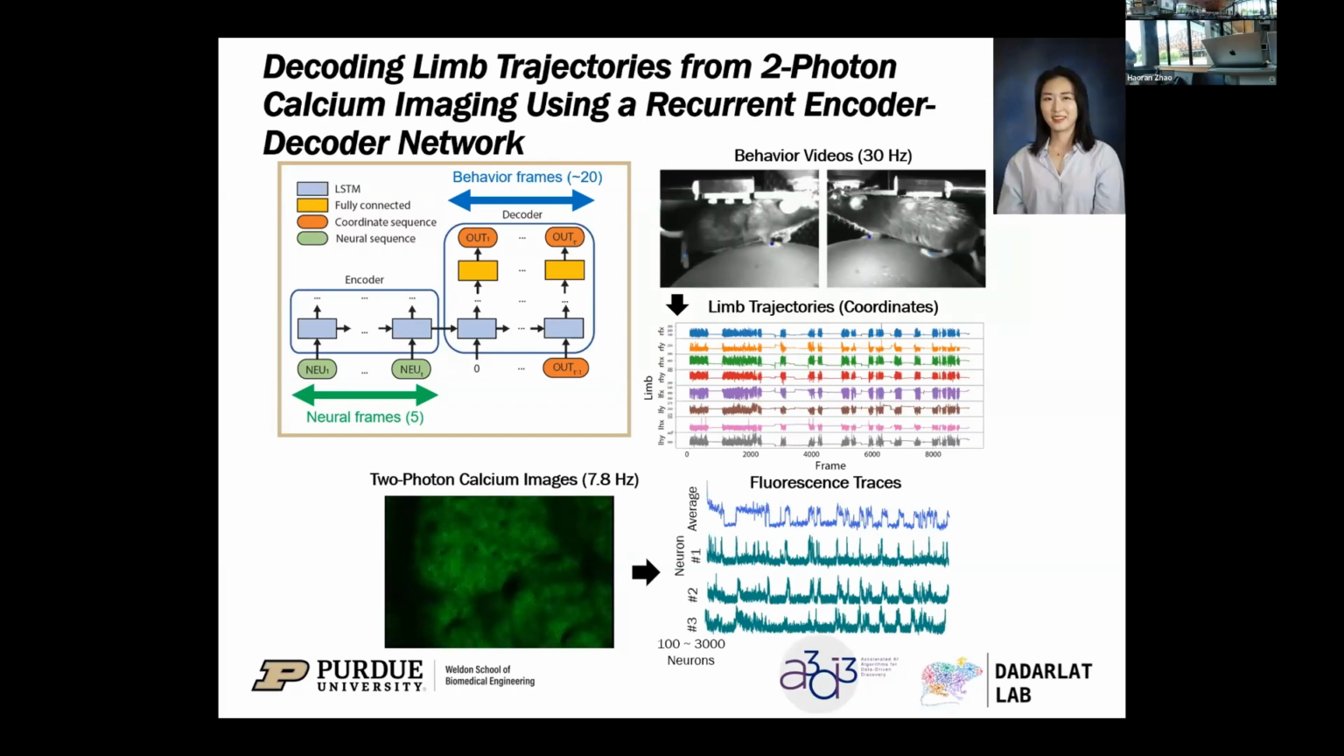And the output of the model is these limb coordinates from the behavior video. We are using a package called DeepLabCut, which is a deep learning based pose estimation package. It is pre-trained, so you just need a few manual labels, and you can easily predict these limb coordinates in video frames.